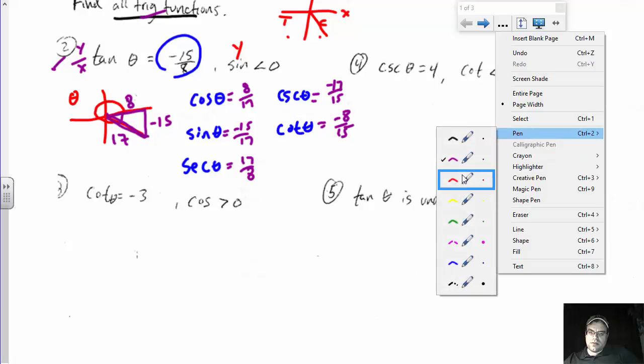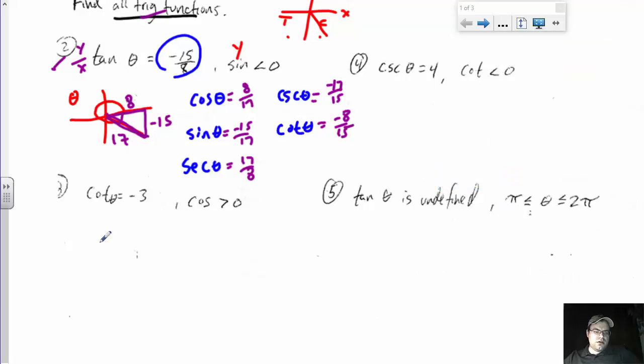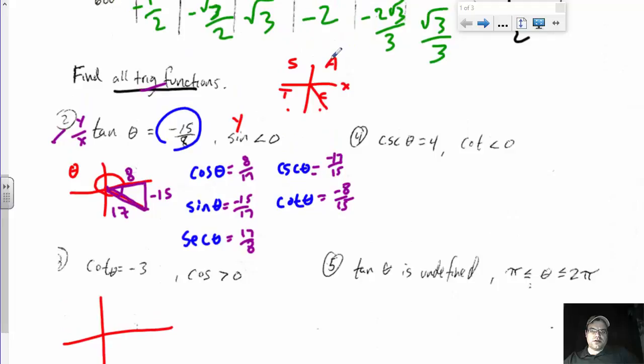Alrighty, with my pen. Here we go. We have theta. The cotangent, again, remember, let's go back up here. All Students Take Calculus. Cotangent is the reciprocal of tangent, so wherever tangent is positive, so is cotangent. So it's going to be positive in this quadrant, and it'll be negative here and here.